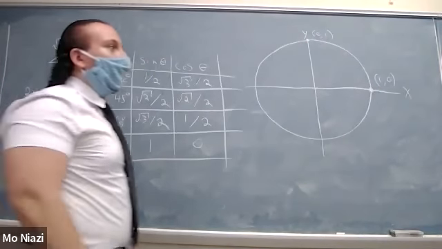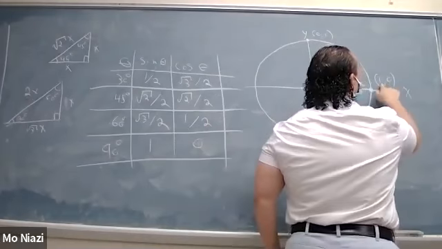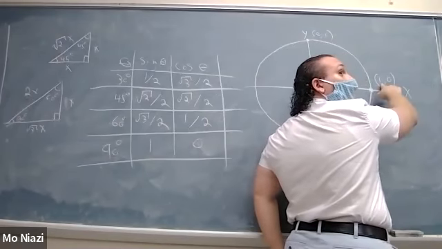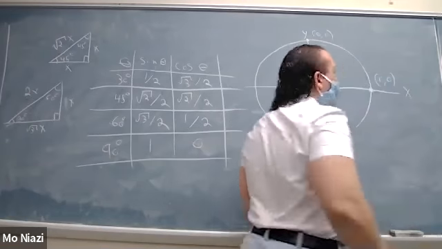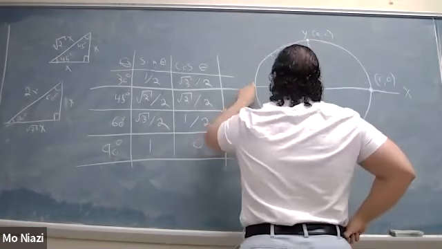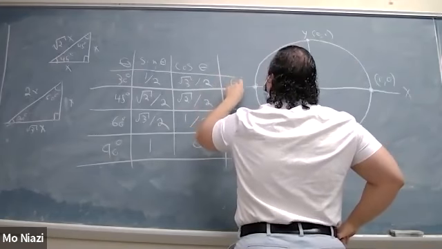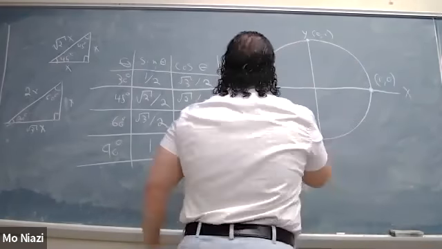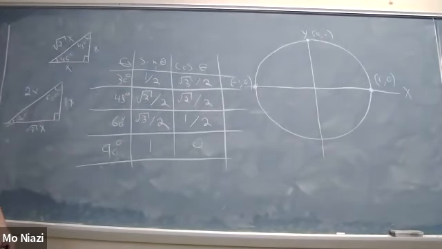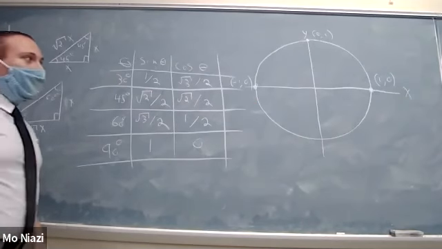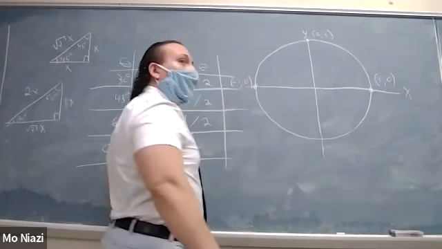So cosine of 0 degrees would be what? Yeah, and sine of 0 degrees would be what? Yeah. What is it over here? -1, 0. So what is the cosine of 180 degrees? Huh? -1. Why did you pick -1? Why didn't you pick 0?